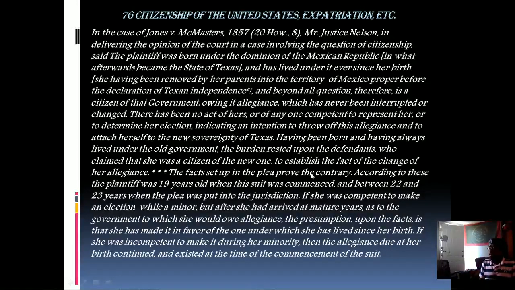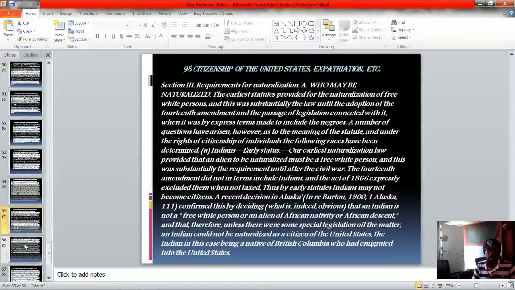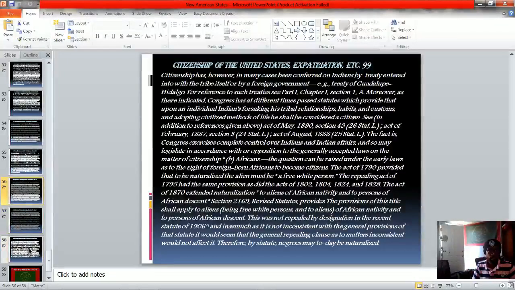So this is what I'm trying to say, y'all. We never relinquished our allegiance to the old government, and that old government being Morocco. All right, the Maghreb Al Aqsa, Morocco, the extreme west. That's our home. That is our home. And I want to pull up.